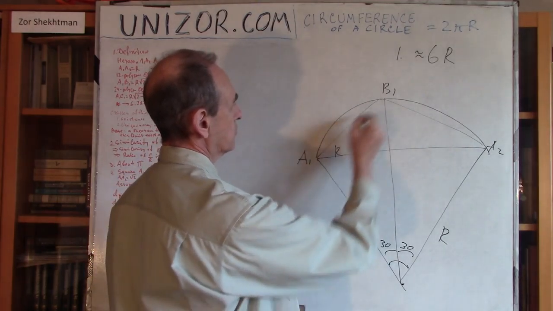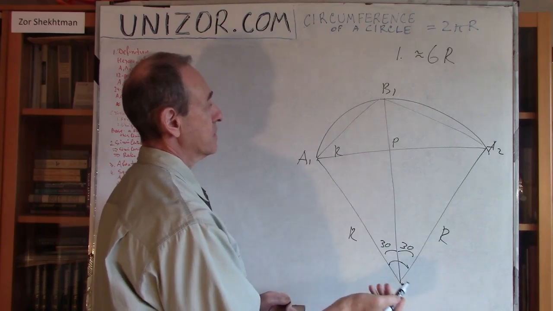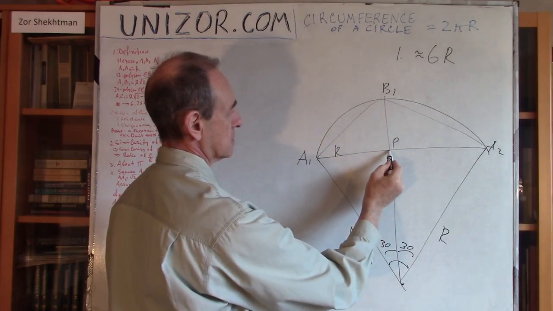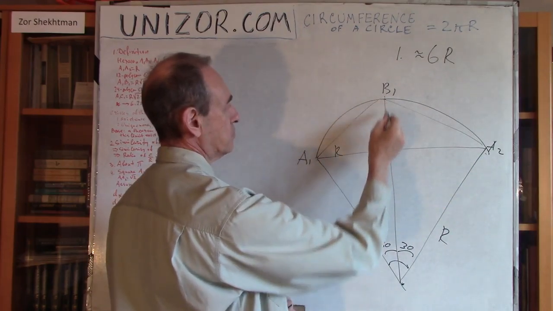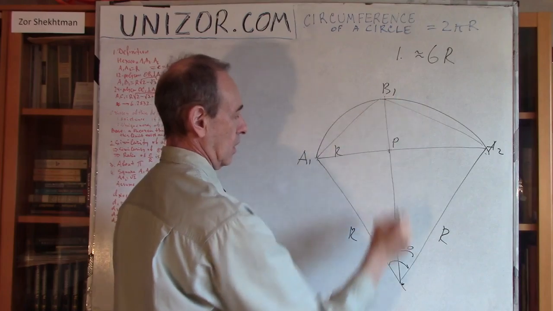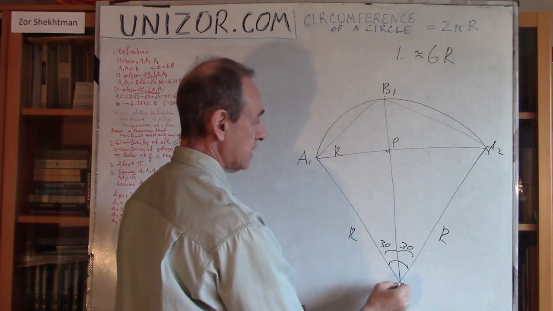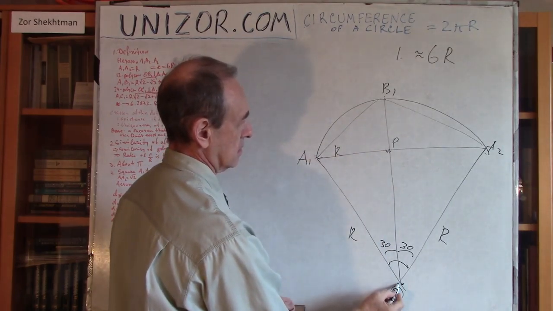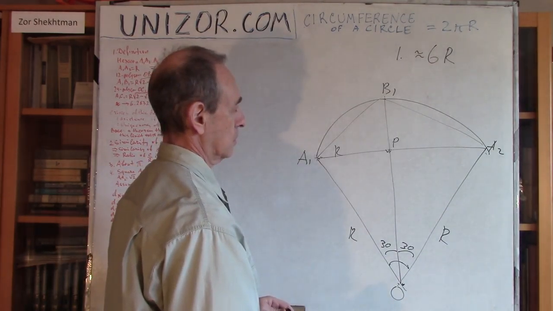How can I calculate A1B1? Well, let's put this point P, and I can say that from the Pythagorean theorem, A1B1 square is A1P square plus B1P square. A1P I know, that's half of this, which is R divided by 2, but B1P I don't know. However, I can find it out from OB1, which is the radius R, and OP. And OP, in turn, I can find out from the Pythagorean theorem, because this is half of the R, and this is R, right? So a couple of Pythagorean theorems will lead us to the answer.